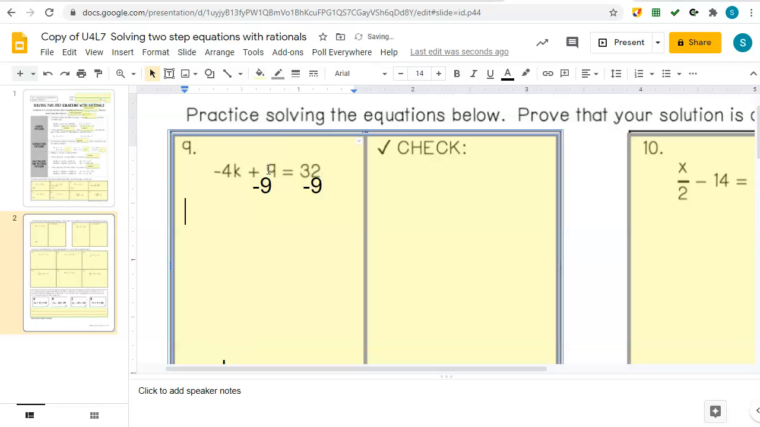But if we do it on this side, we do it on this side, and we get negative 4 times k equals, and that is going to be 23. Alright, so now we want to get rid of that negative 4, so we're going to divide by negative 4. So I'm just going to write divide by negative 4. And we're going to get our new answer, k equals whatever 23 divided by negative 4 is. Now, we can go ahead and figure that out.